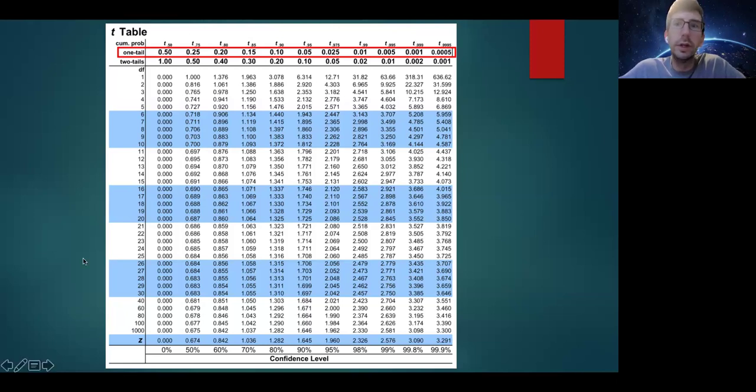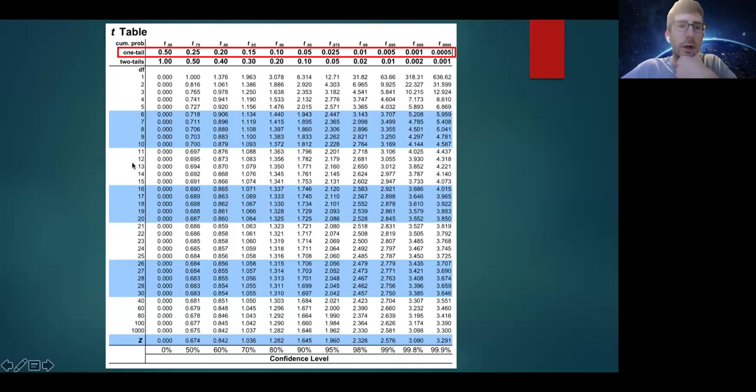Here, our T distribution fluctuates with our sample size, or with our degrees of freedom. So if you see on the left side, each row has a different value for degrees of freedom. So you can see even for, let's say, a 90% confidence interval, depending on your sample size and your degrees of freedom, that T value we're going to use is going to change. So let me take a quick step back and talk about some of the differences with this T table and the Z table.